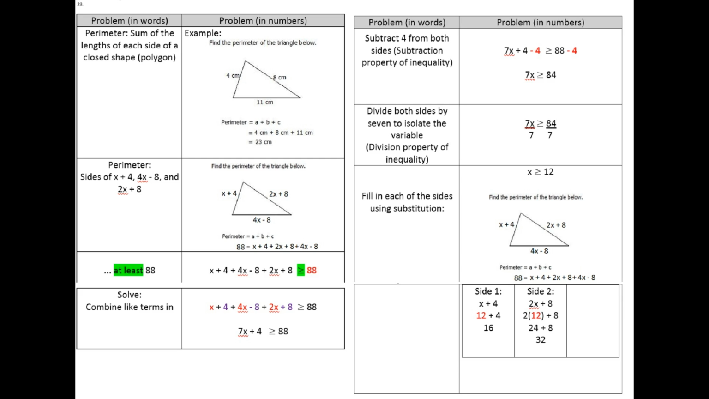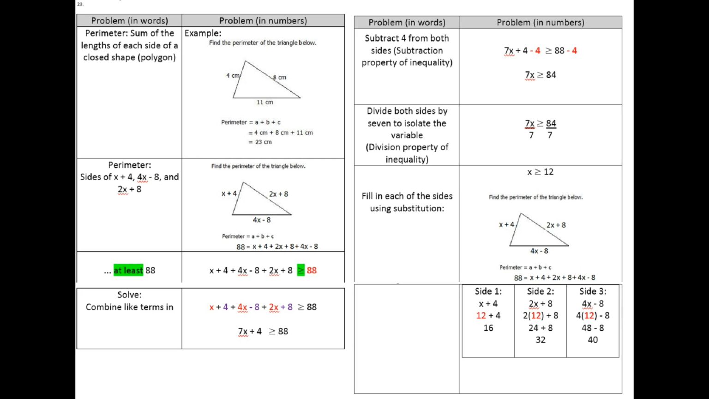And now we can look at side 3. Side 3 is 4x minus 8. So when we substitute for that, we go 4 times 12, which is 48, minus 8 is going to be 40. So side 3 is 40. Now, if you add up all three of those numbers, you actually do get 88.